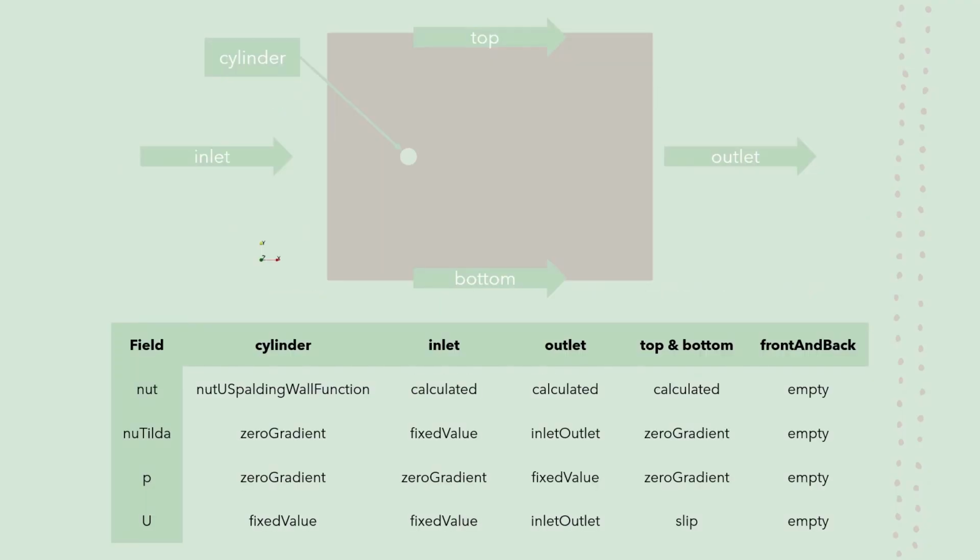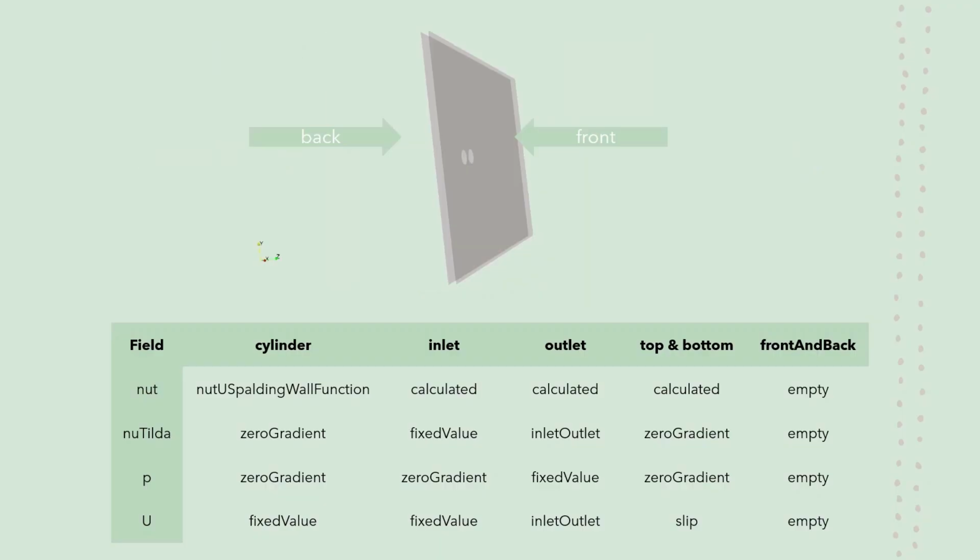So let's start with understanding what these patches are and where they are situated. You have your inlet, you have your outlet, the cylinder, the top and the bottom. We also have the front and back. The assumption is that we just want to simulate a two-dimensional case. So the front and back are set to empty, as we can see here.